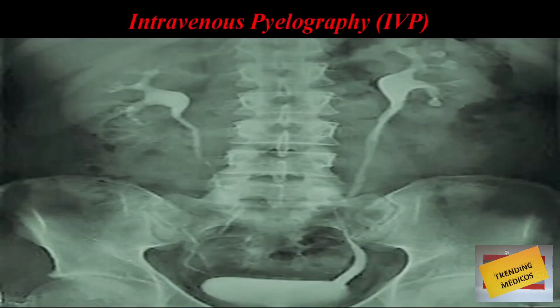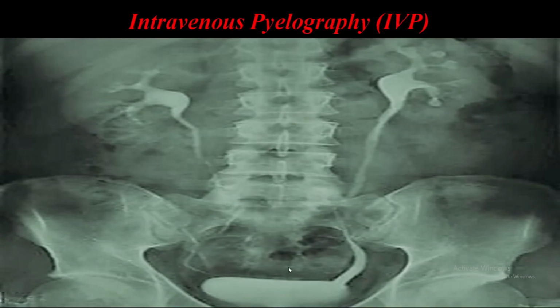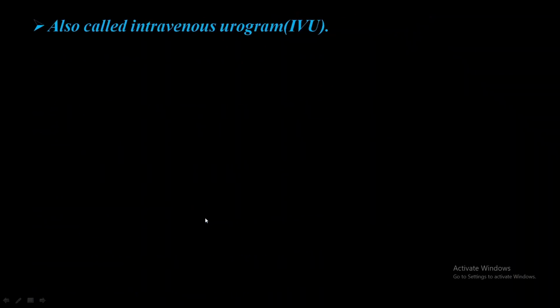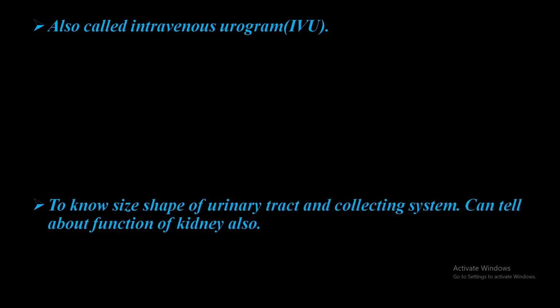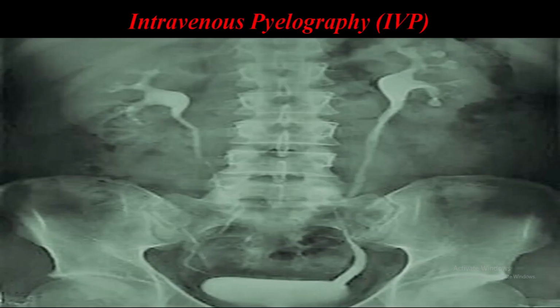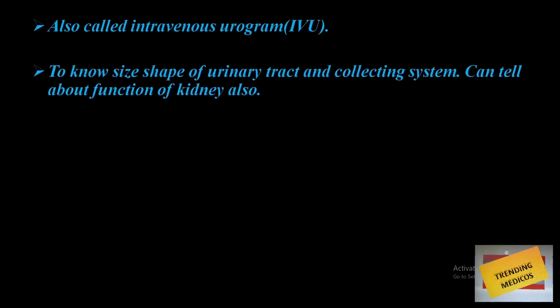Intravenous pyelography is another modality. So you can see the kidney, the ureter, the urinary bladder. Here there is less contrast going, so there is some pathology on the right side. It is also called intravenous urogram. So IVP is also called IVU.